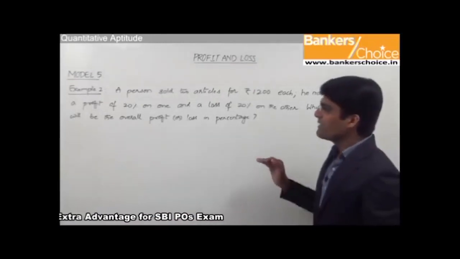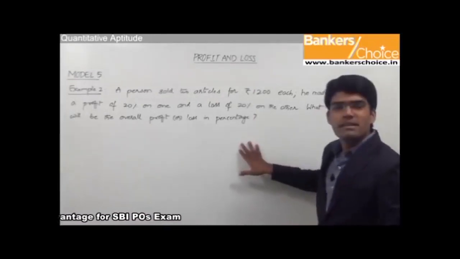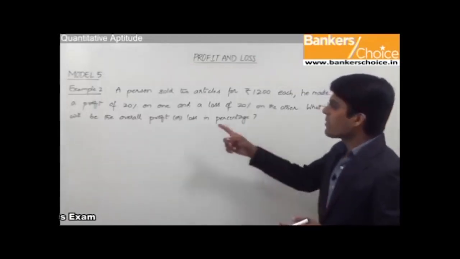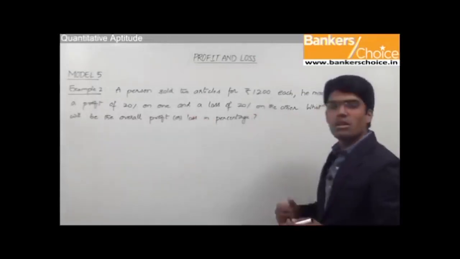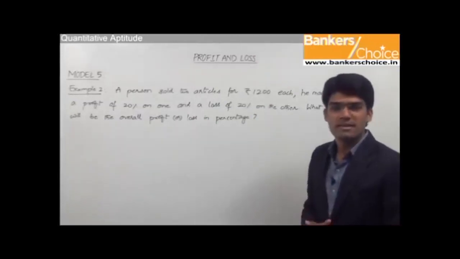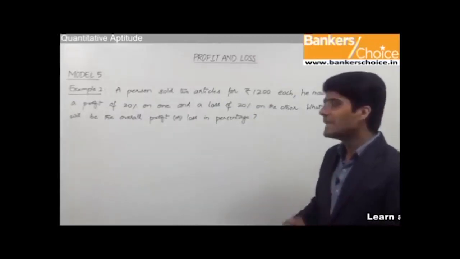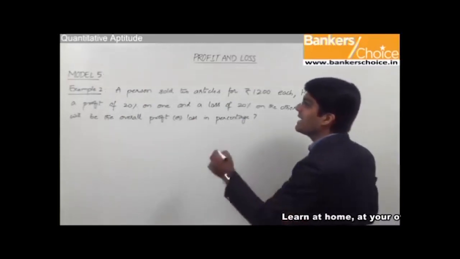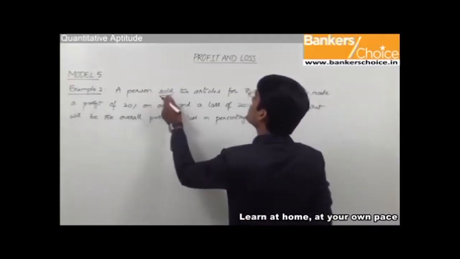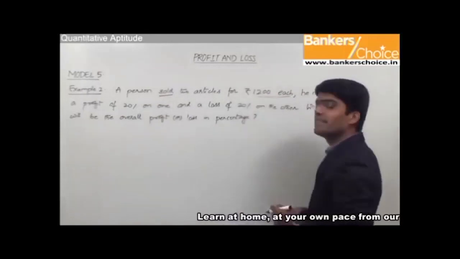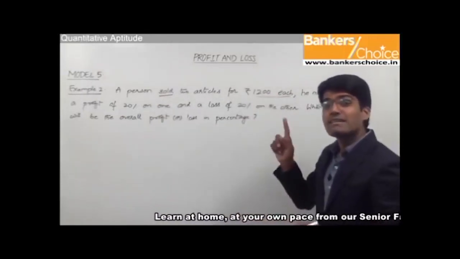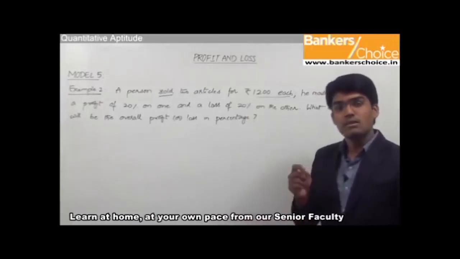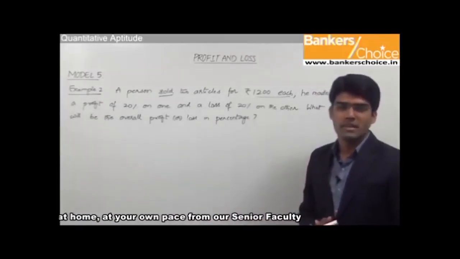Now, if you observe here, example 2 is quite similar to example 1. Even in that case, the profit made on one article was equal to the loss made on the other article in terms of percentage. But one major difference that we find in this example when compared to the previous one is that here a person sold 2 articles for rupees 1200 each. That means here the selling prices of the 2 articles are equal. Whereas in the previous example, the cost prices of the 2 articles were equal.